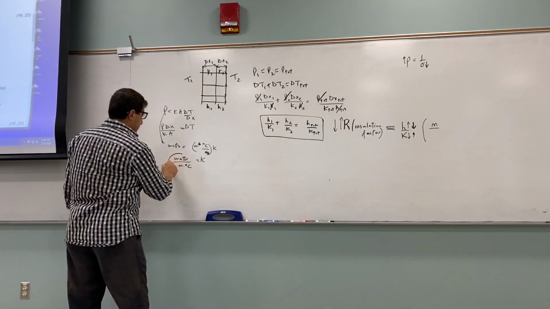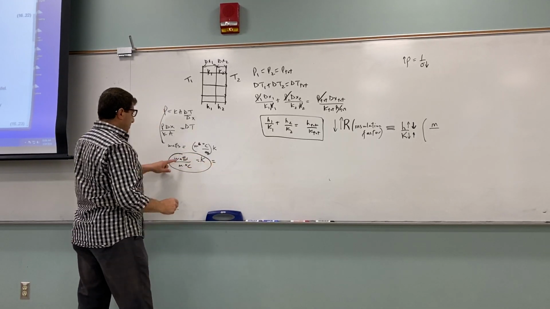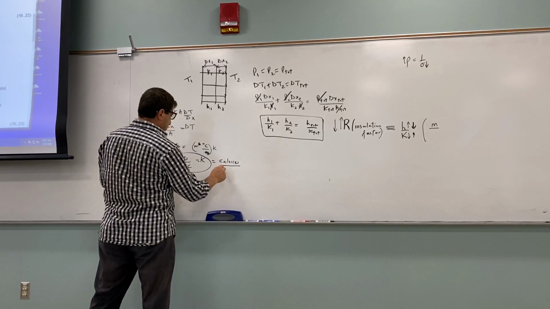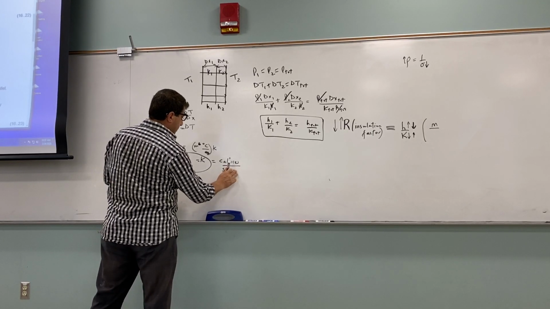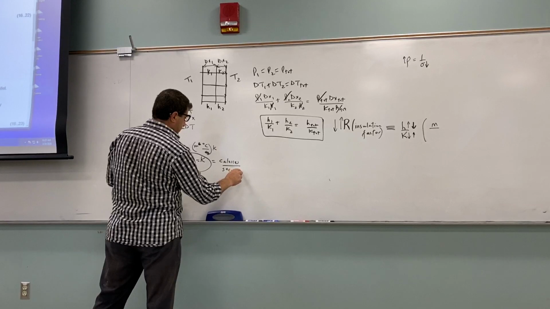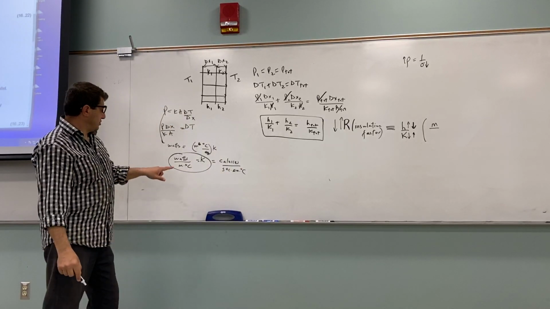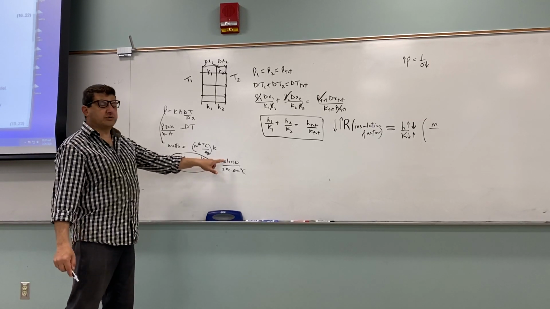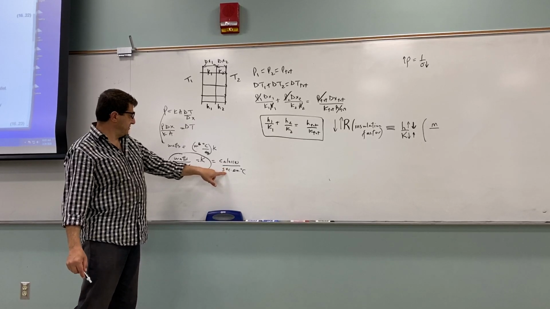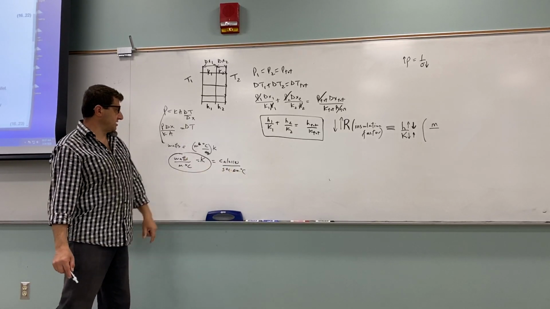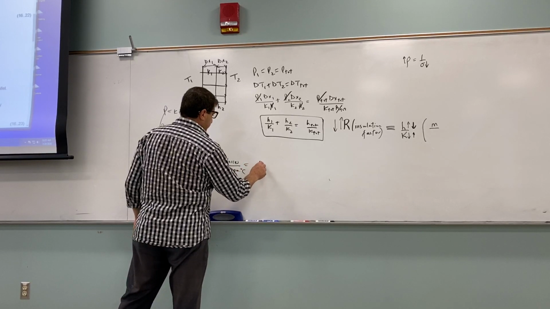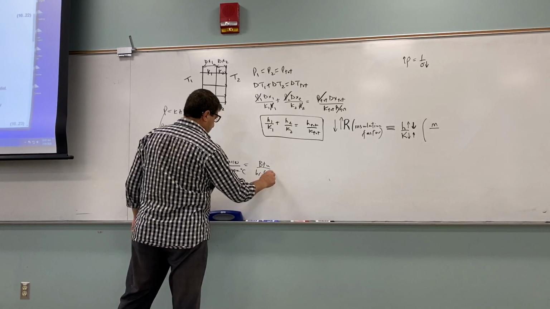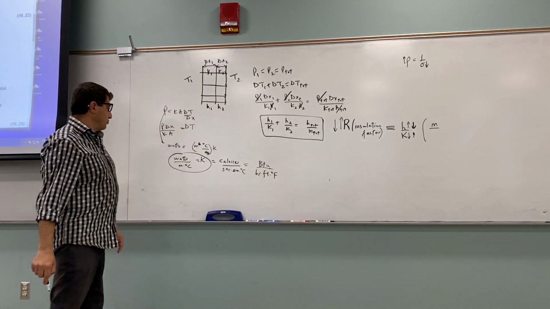Or you have different versions. You can say calories per second meter or centimeter Celsius. As long as you got, because remember watts is a joule per second, so you have units of energy per time, per thickness, per Celsius. And then the other one is British thermal units per hour, per foot, per Fahrenheit. So that would be the units of the K.